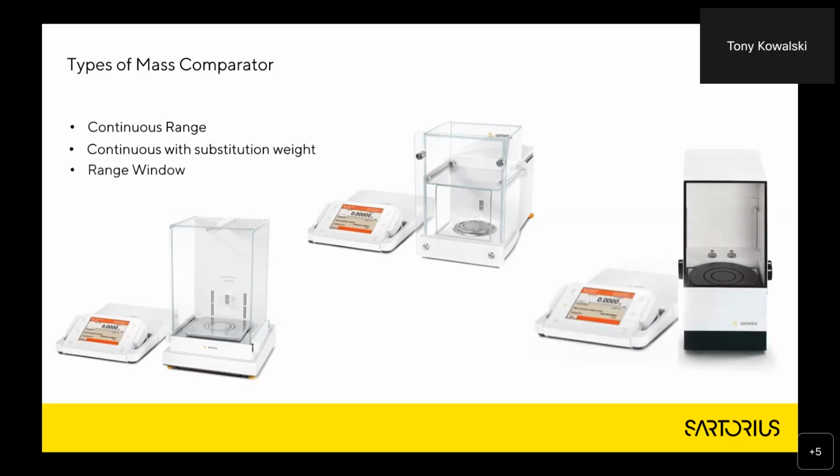And then in the beginning, when electronic balances had a limitation on resolution, all the first comparators, even the manual ones, were what was known as range window, or some of the highest specified manual comparators, and mostly all of the automatic comparators work with what we call a range window. I've got some nice slides to show what we mean.